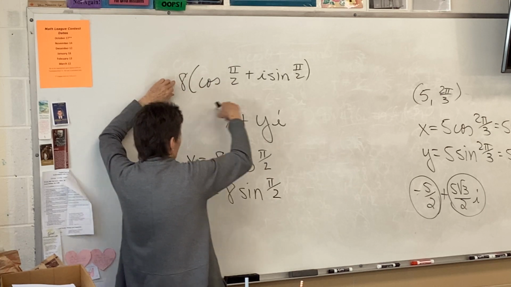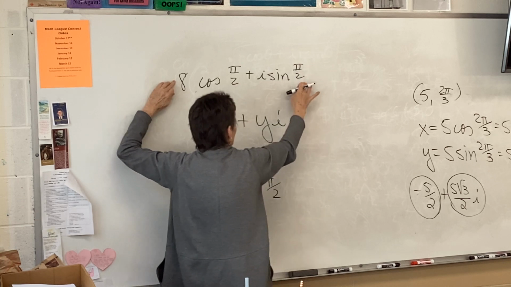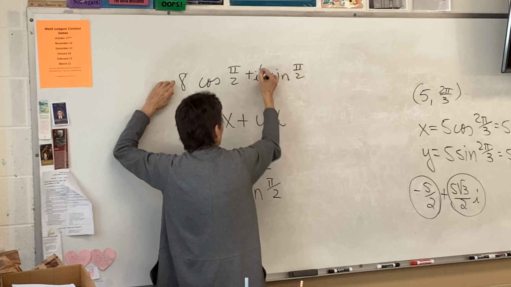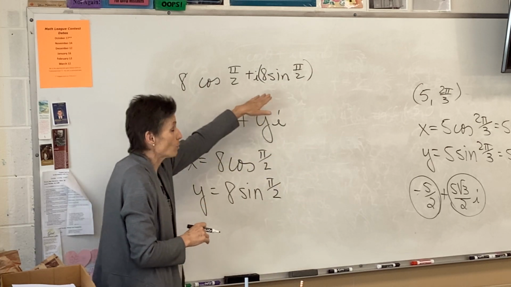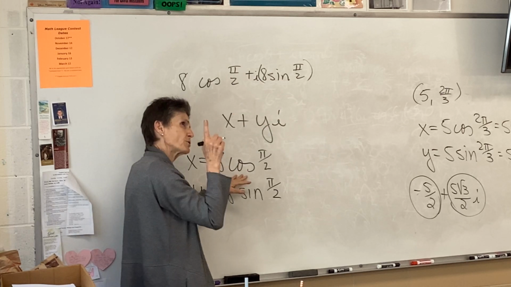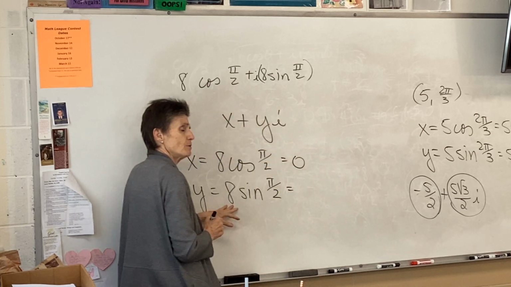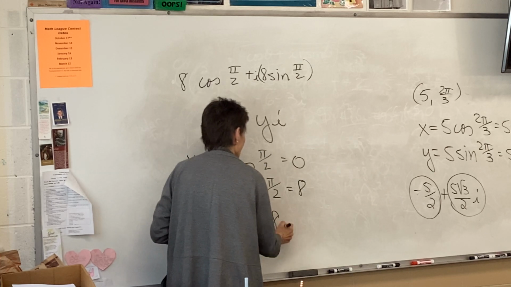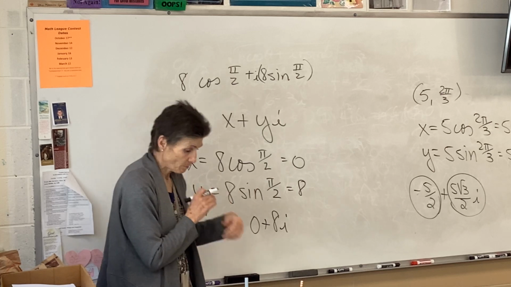That 8 is outside of parentheses. So if you wanted to write it the way Mr. Passwater does, it would look like this. It's the same number. There's x, there's y, right? So what's the cosine of pi over 2? 0. And the sine of pi over 2? 1. So your number is 0 plus 8i, or just 8i is fine.